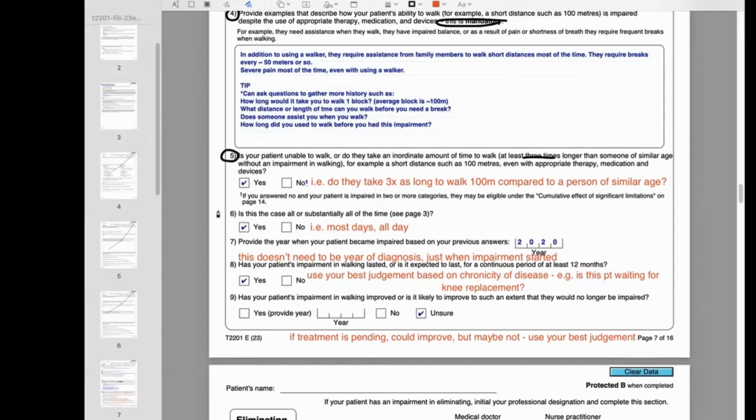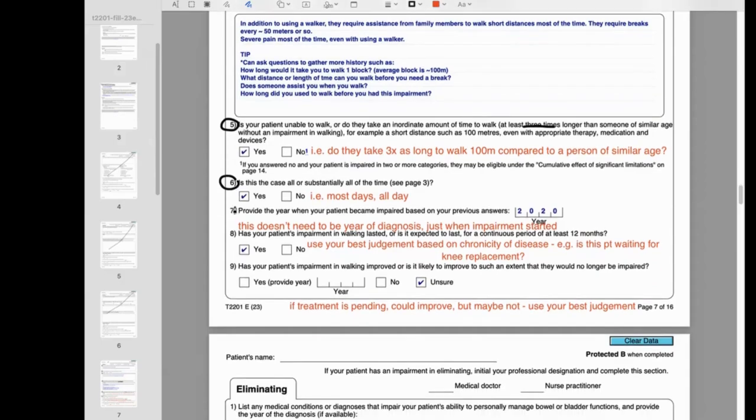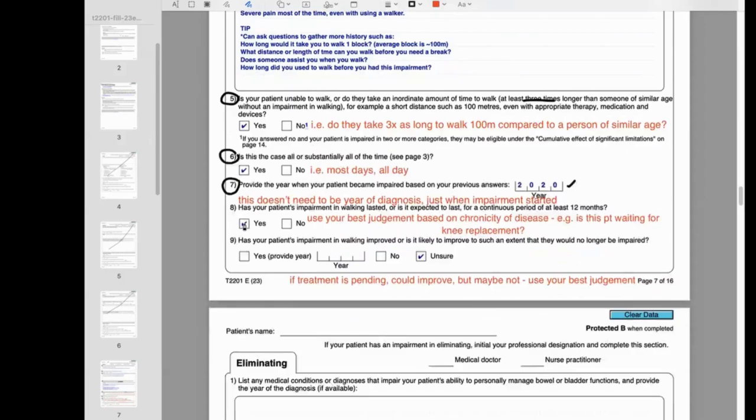Number six, is this case all or substantially all the time? We're saying yes. Providing the year when your patient became impaired, it's not about when they were diagnosed with the knee osteoarthritis, it's about when that impairment started to really impact them significantly. So just put a mock year here. And has your patient's impairment in walking lasted or is it expected to last 12 months or more? It's using your best judgment, right? If it's an acute transient thing, probably not. But if it's a chronic issue and we're waiting for a knee replacement, for example, it's probably going to last at least 12 months and maybe longer.